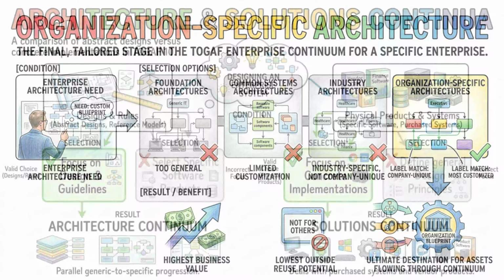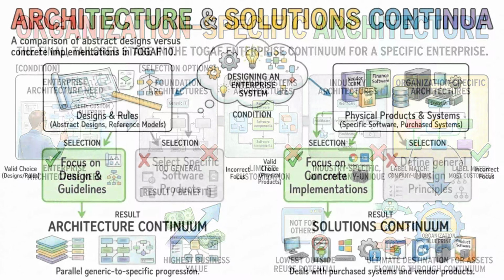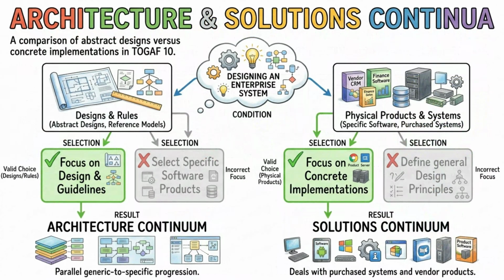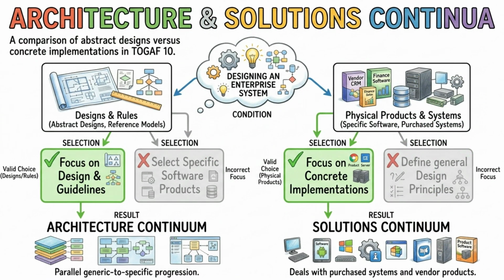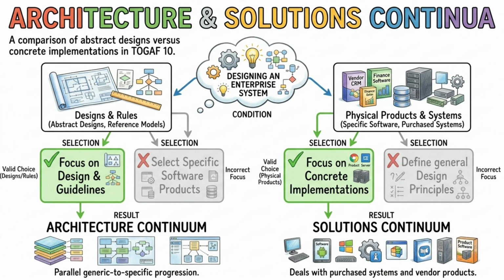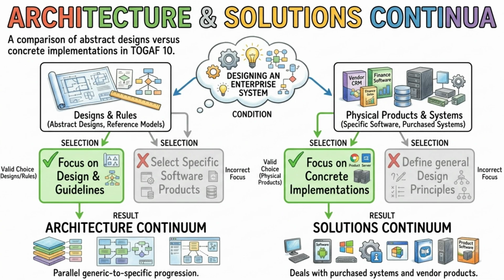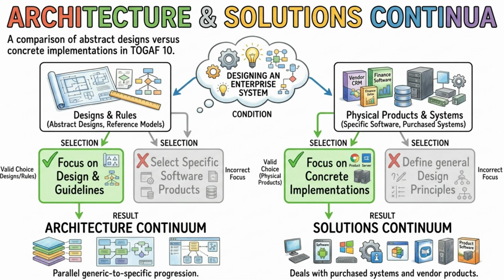Running parallel to the architecture continuum is the solutions continuum, which also follows a 4-step progression from generic to specific. While the architecture side deals with designs and rules, the solutions side deals with the physical products, systems, and vendor software purchased to build the environment. Whenever a generic architecture requires a specific software product, that product is classified within the solutions continuum. The exam frequently checks if you understand this parallel relationship between abstract designs and concrete implementations.